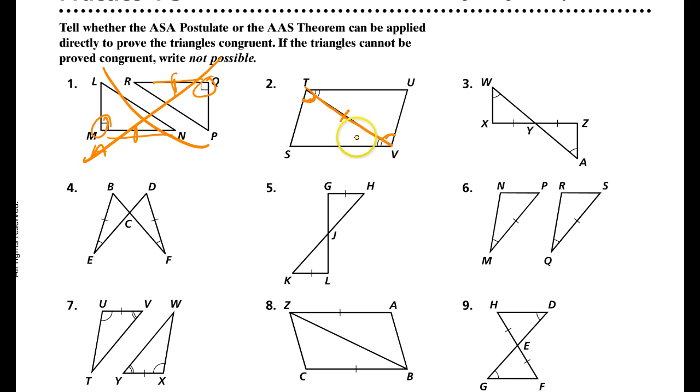Inside this lower triangle, I've got my double arc mark angle down here. Okay, that matches up with a double arc mark angle up here. So that means I have angle, side, angle. So ASA on number 2. Next, we have an angle. We have a side. Anything else?